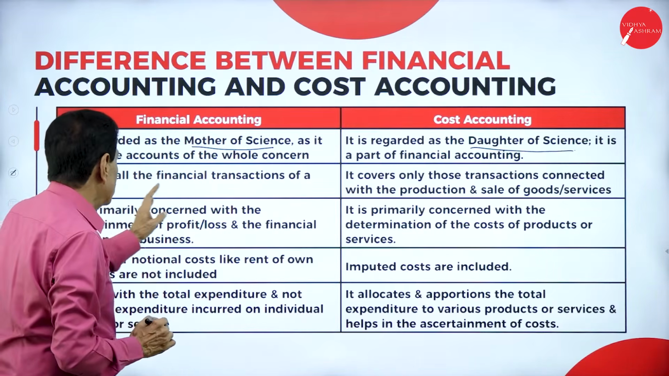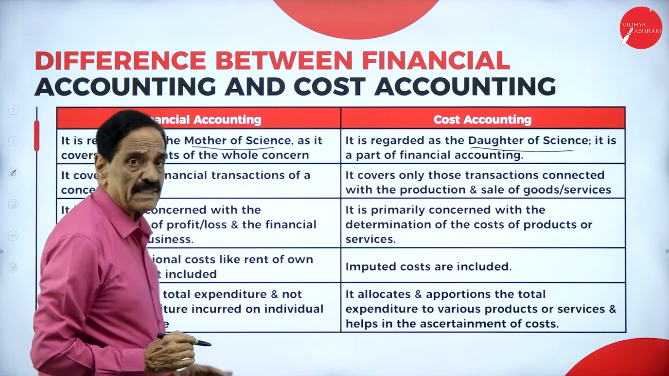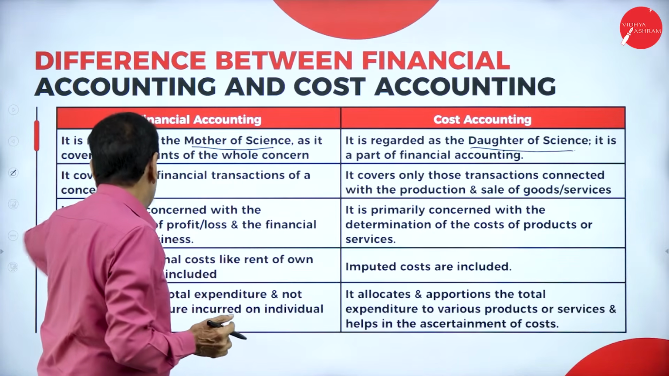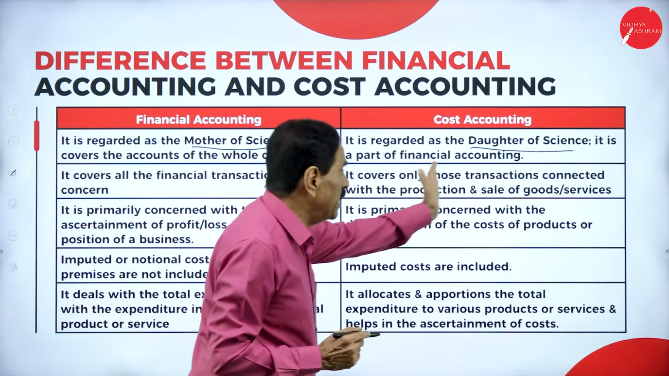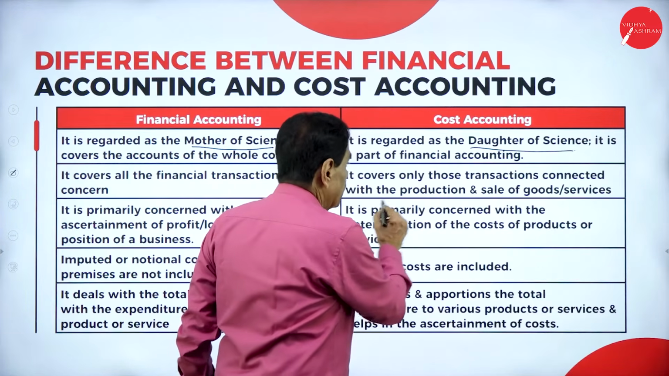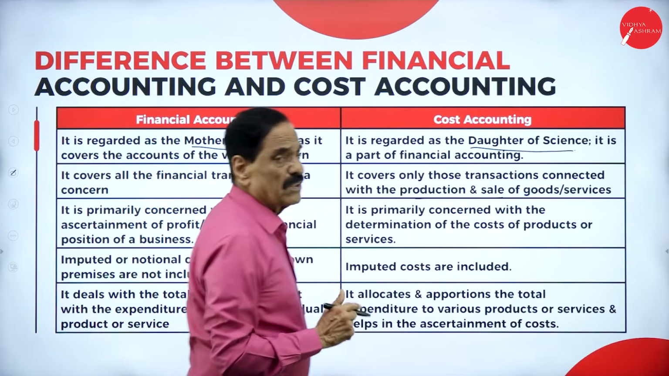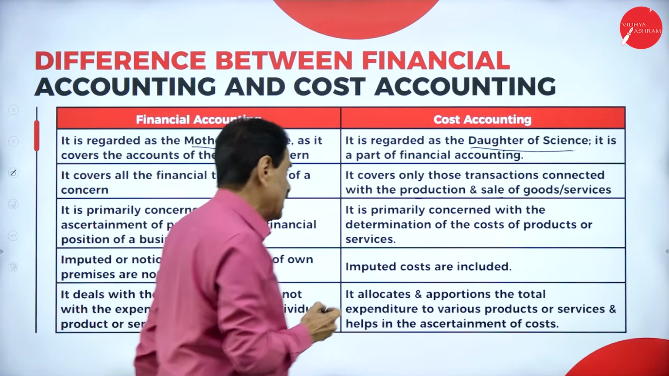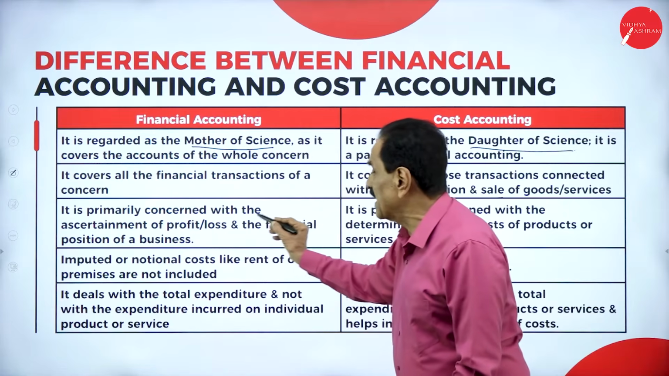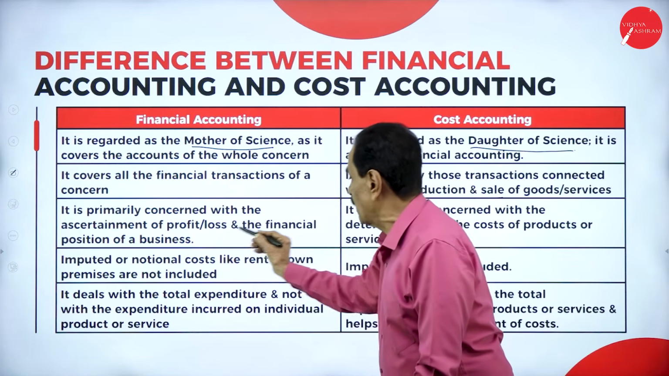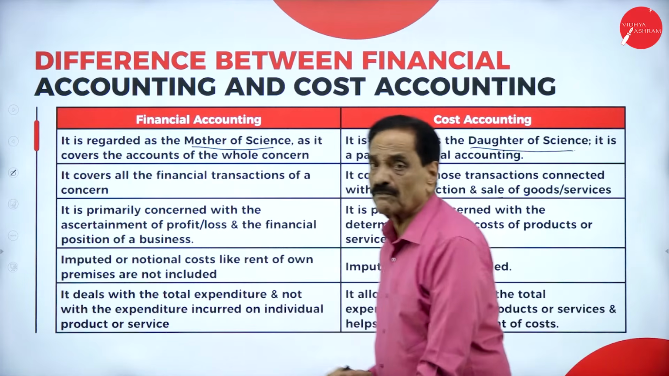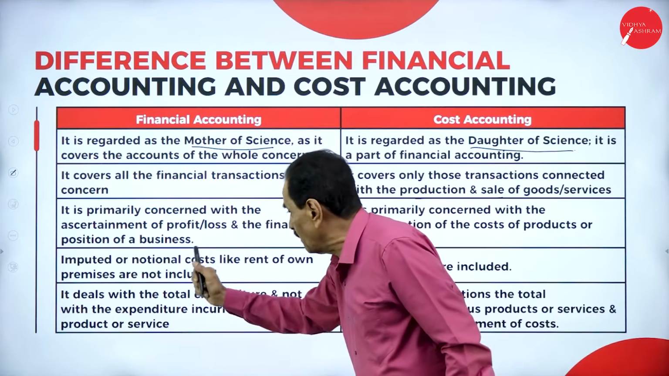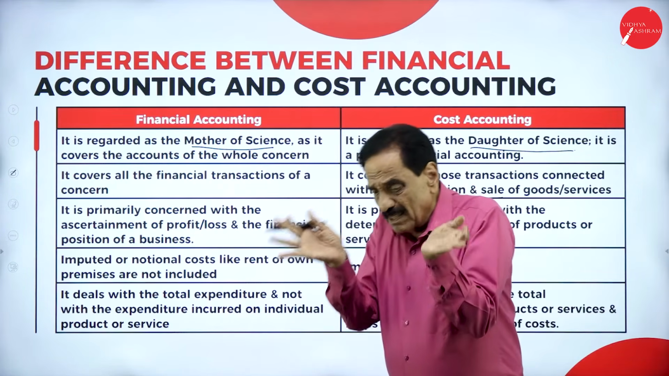Second, financial accounting records all the financial transactions of a concern. Cost accounting covers only those transactions connected with the production and sale of goods, not all. Financial accounting is primarily concerned with the ascertainment of profit or loss and the financial position of the business. So the major goal of financial accounting is to find out the profit and the financial position, meaning the balance sheet.